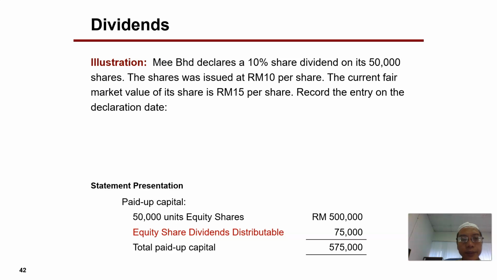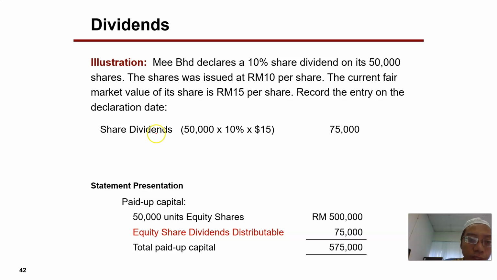Let's see an example here. Mi Berhad declares 10% share dividend on 50,000 shares. The shares was issued at 10 ringgit per share. The current fair market value of its share is 15 ringgit per share. Record the entry on the declaration date. Okay. So the company declares share dividend.